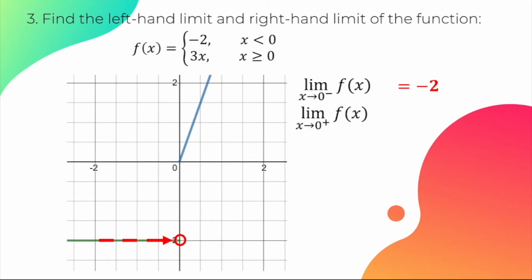For the right-hand limit of the function, as we trace along the graph as x approaches 0 from the right, we can see that f of x or the y value gets closer to 0. Therefore, the right-hand limit of the function is 0.